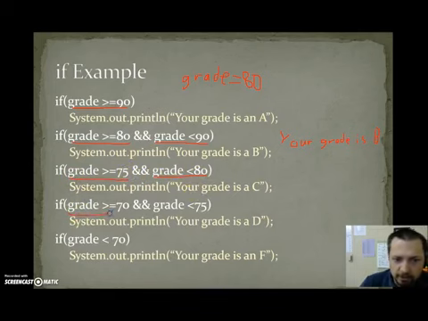Is grade bigger than or equal to 70? Yes. 80 is bigger than or equal to 70. Is grade less than 75? No. 80 is not less than 75. So we get true and false. True and false make false. We do not do the below line of code. If grade is less than 70, is 80 less than 70? No. So we do not get the line of code that says your grade is F.